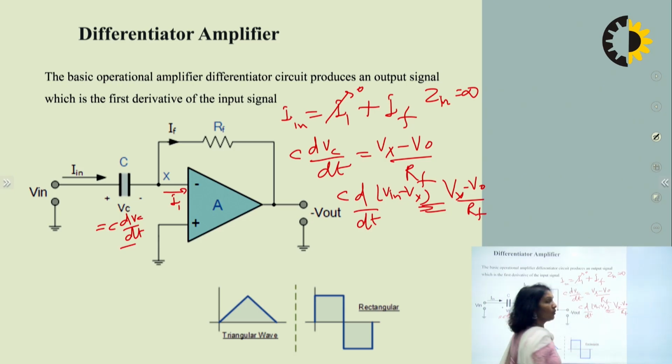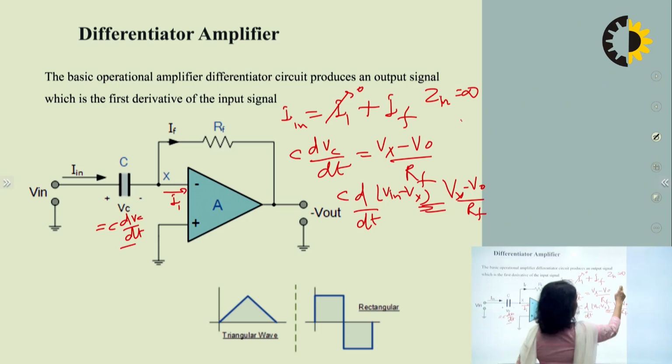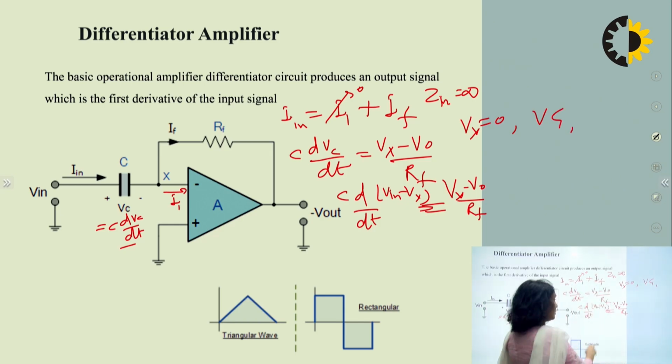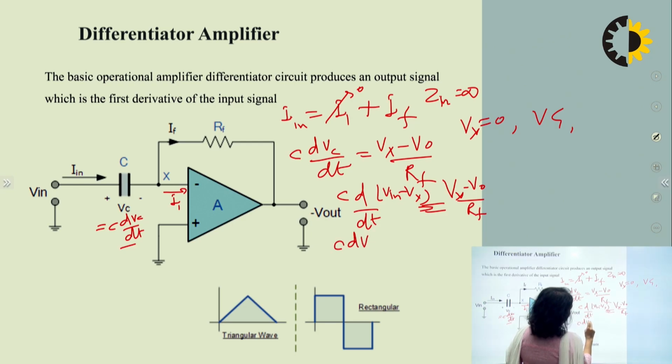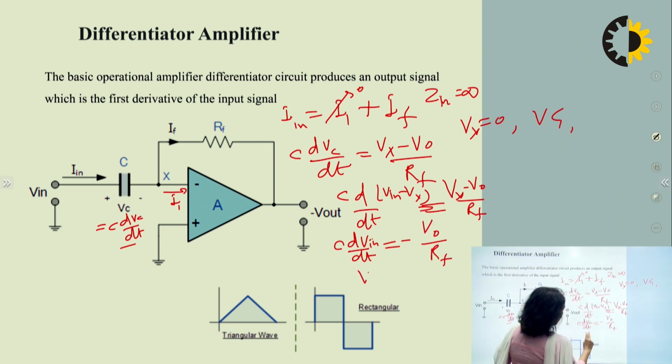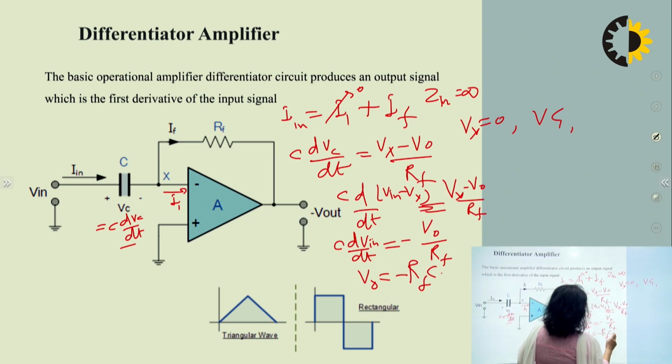So Vx will be equal to 0. Why? Because of virtual ground, Vx is equal to 0. So this is 0, this is 0. So you will have C d V input by dt is equal to minus V naught by RF. Solving this, V naught will be equal to minus RF times C dV input by dt.